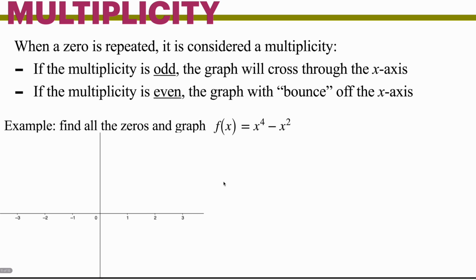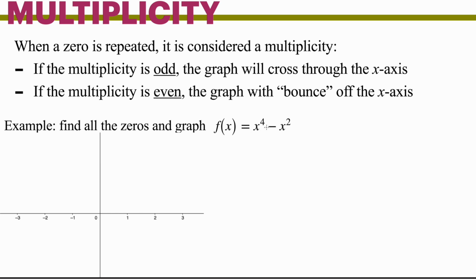Next, we have what is called multiplicity. If the multiplicity is odd, the graph will cross through the x-axis, meaning it will physically cross the x-axis and keep going. If the multiplicity is even, that means that the graph will bounce off, meaning it will head towards the x-axis and then touch it and bounce off if there is a multiplicity of a 0.